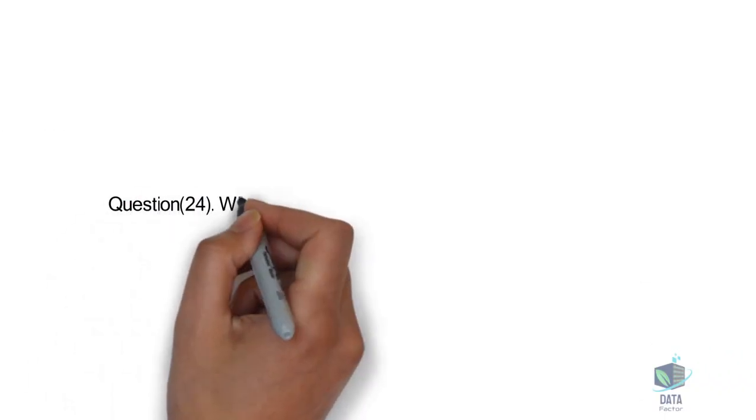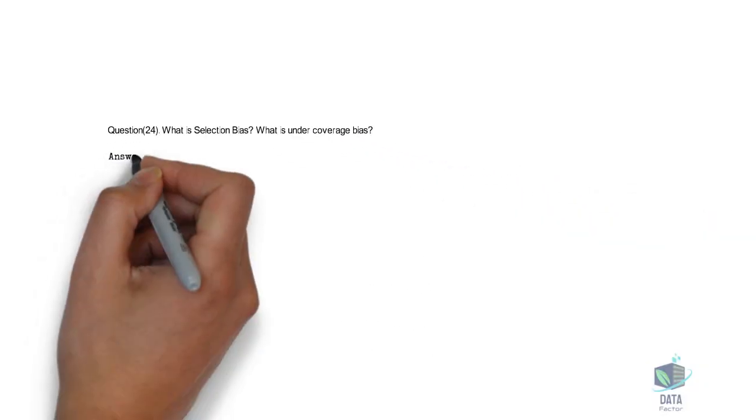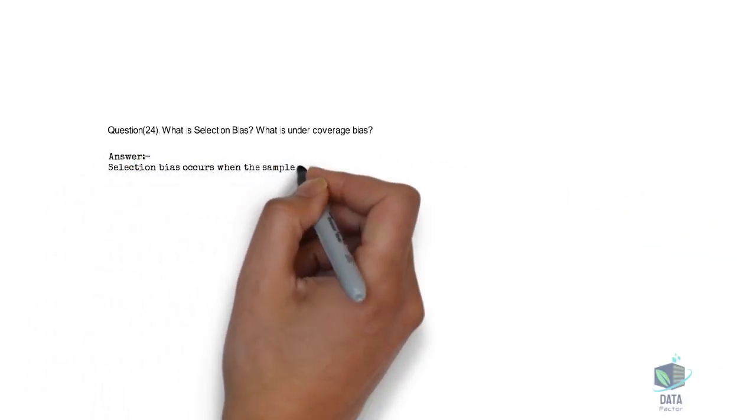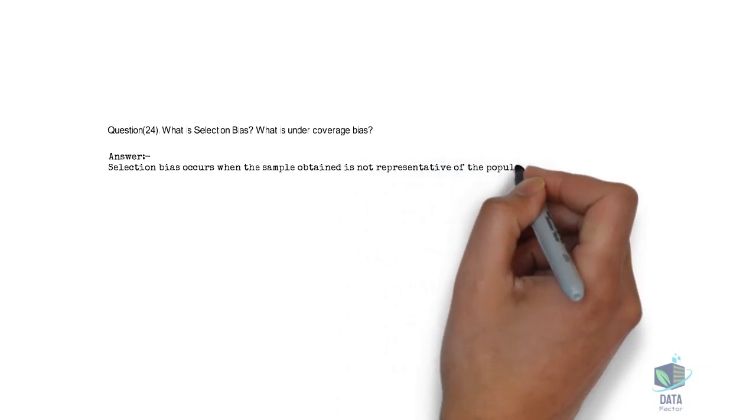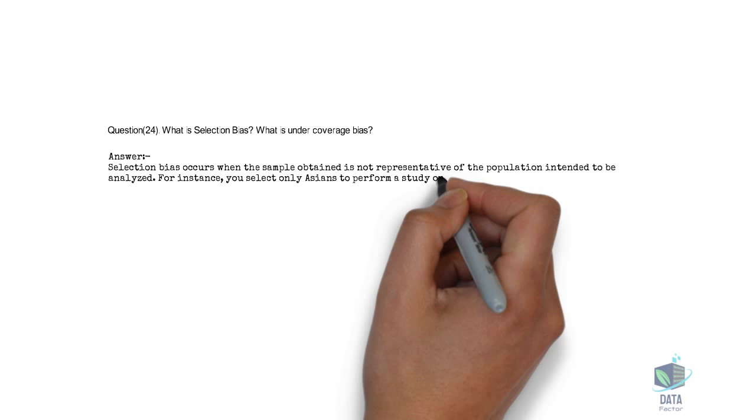Question 24. What is selection bias? What is undercoverage bias? Answer. Selection bias occurs when the sample obtained is not representative of the population intended to be analyzed. For instance, you select only Asians to perform a study on the world population height.